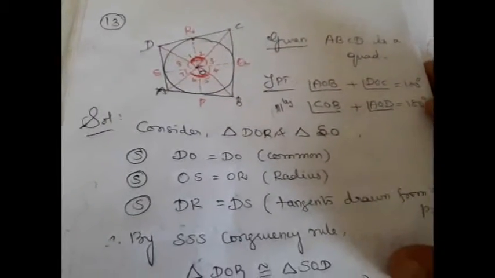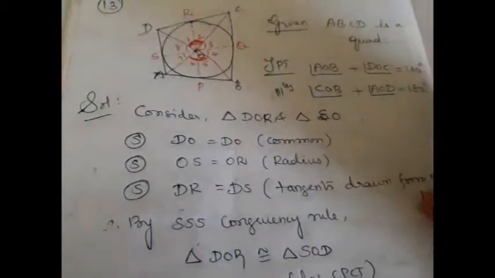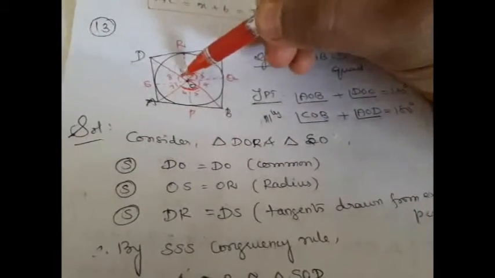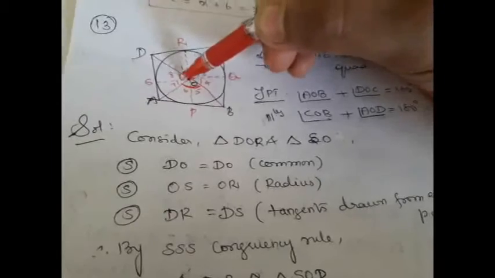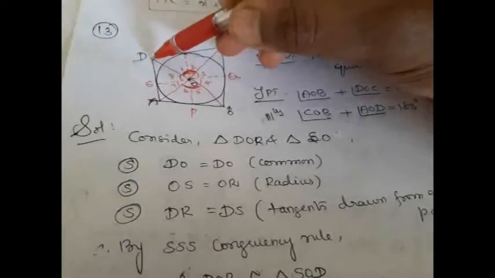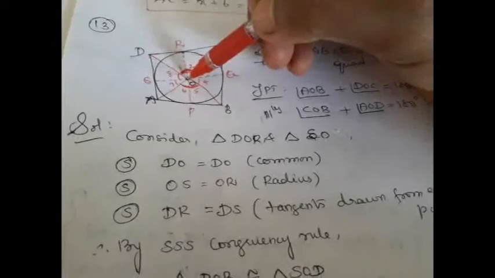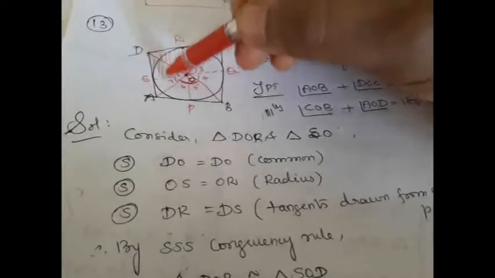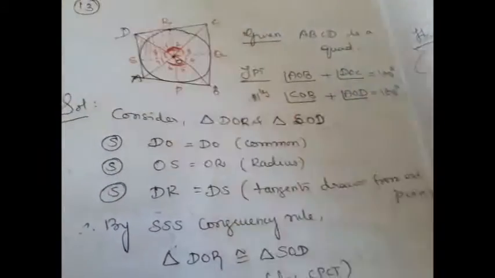Okay. Here also we are going to use the concept which we have proved already. But here again I have done it for you, for your understanding. So what we are going to do here is, we are going to tell angle 1 equal to angle 8. These angles 1 and 8 are made by the external point with the center. Right? So we are going to consider triangle DOR, this triangle and this triangle, SOD. We are going to consider these two triangles.